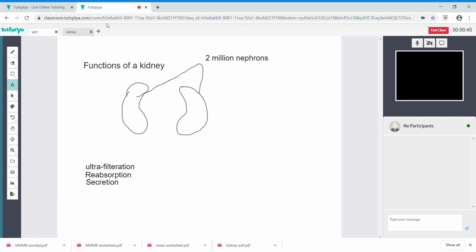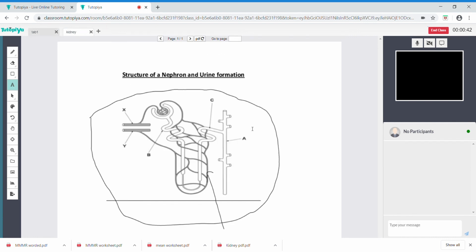If you look at the structure of the nephron, it is these vessels which carry the blood from the heart to the nephron and carry the blood away from the nephron after filtering out the blood.